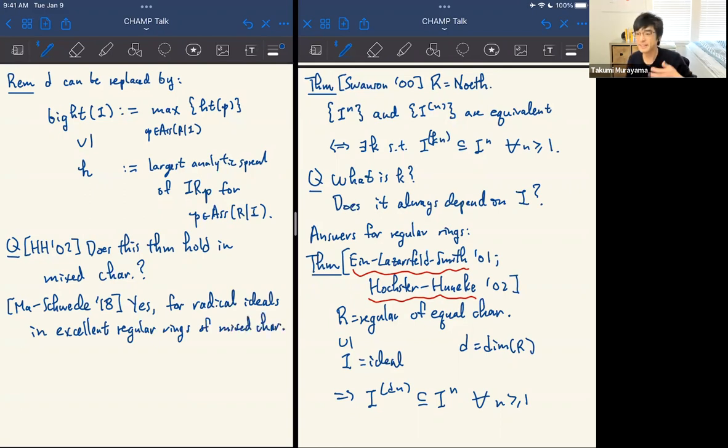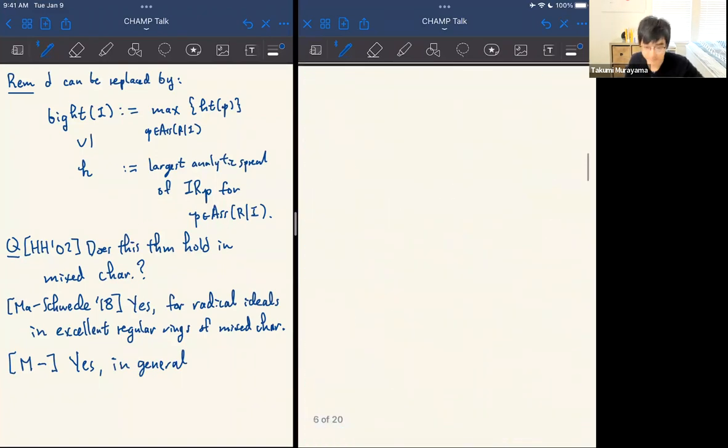Okay. And for the experts, you don't really need the full strength of excellence. You just need that it has geometrically reduced formal fibers. But in any case, there are extra assumptions on the ring. And what I proved, and I'll state my main theorem in a second, is yes. The answer is yes, in general. Okay. So now let me state my main theorem.